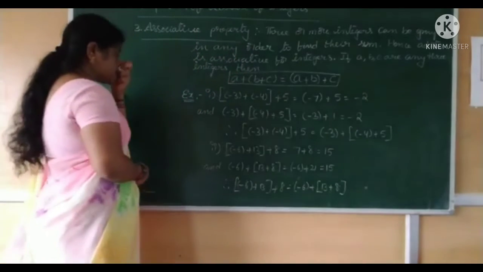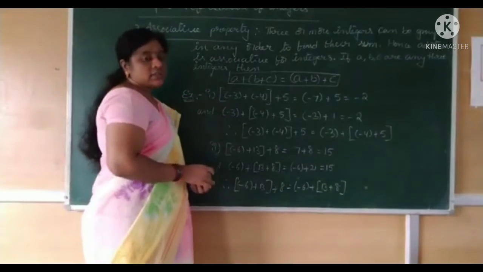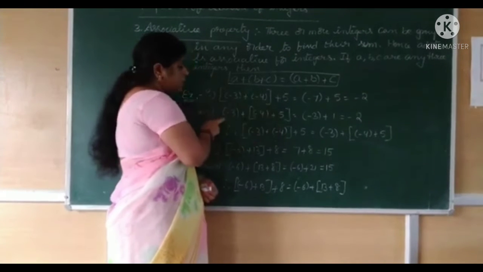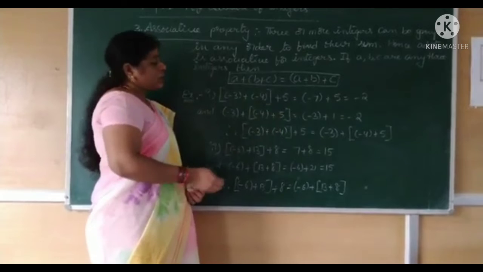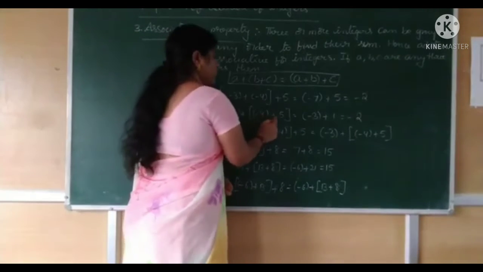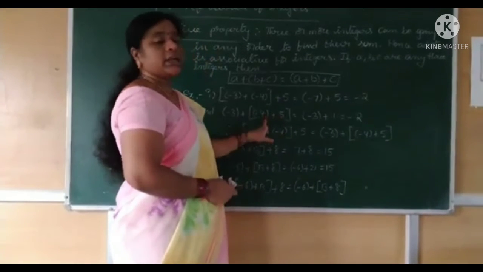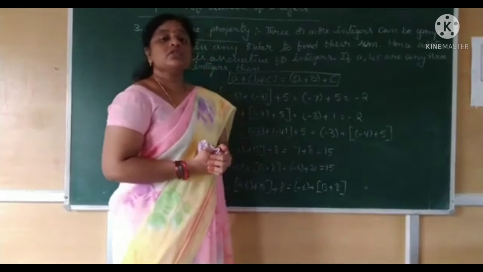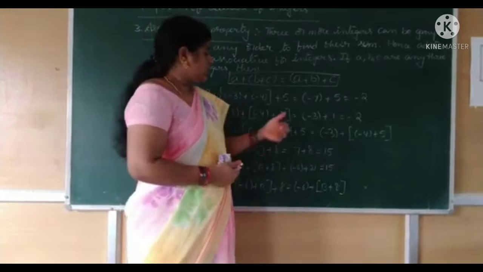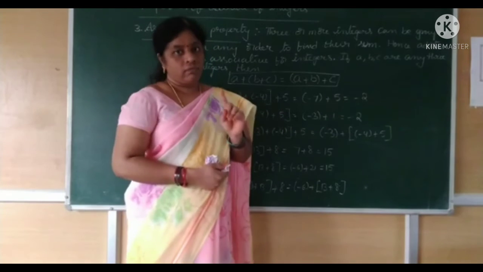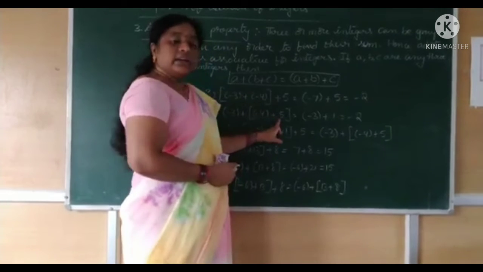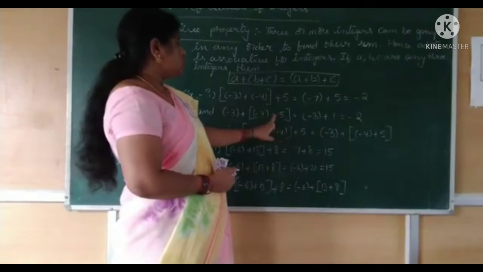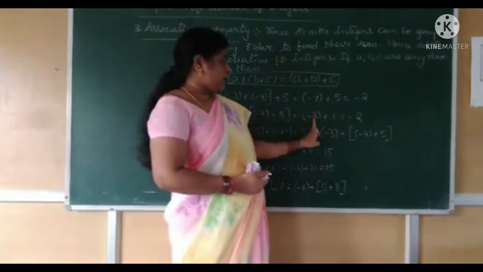Okay, now you can change the order. How can we change the order? First you add minus 4 and 5, and the result is added to minus 3. See here, minus 4 plus 5: one is negative and the other one is positive, so you just find the difference between these two. What is the difference between 5 and 4? 1. Which is the greater one? 5 is the greater one. So, positive 1. So, positive 1 is added to minus 3.